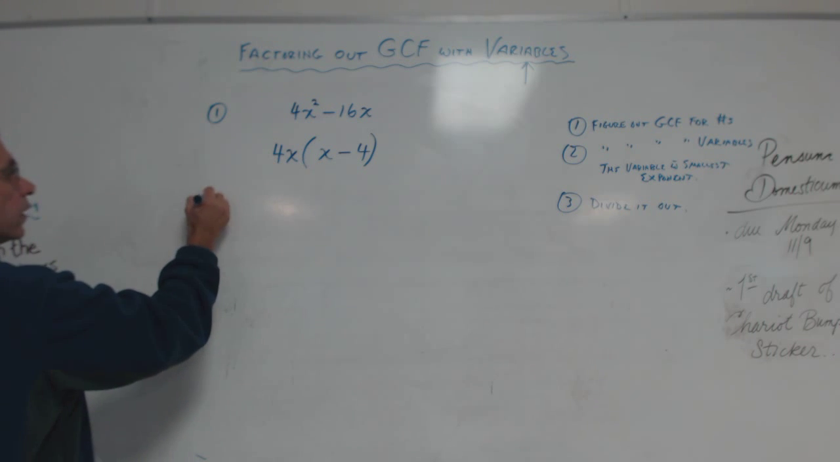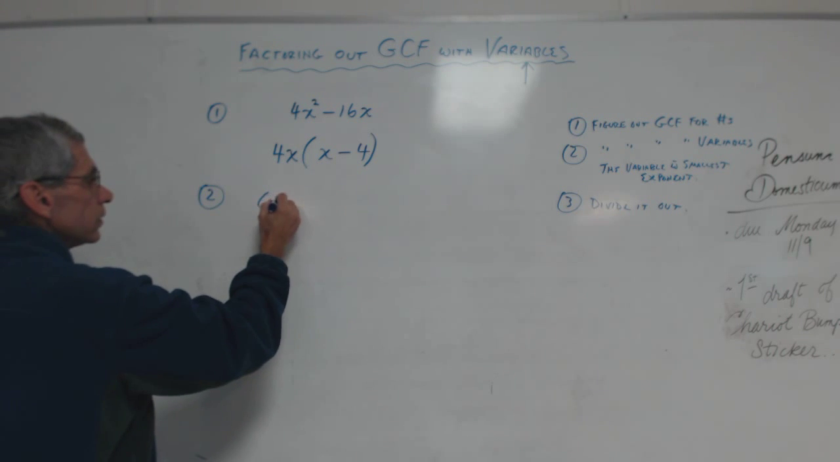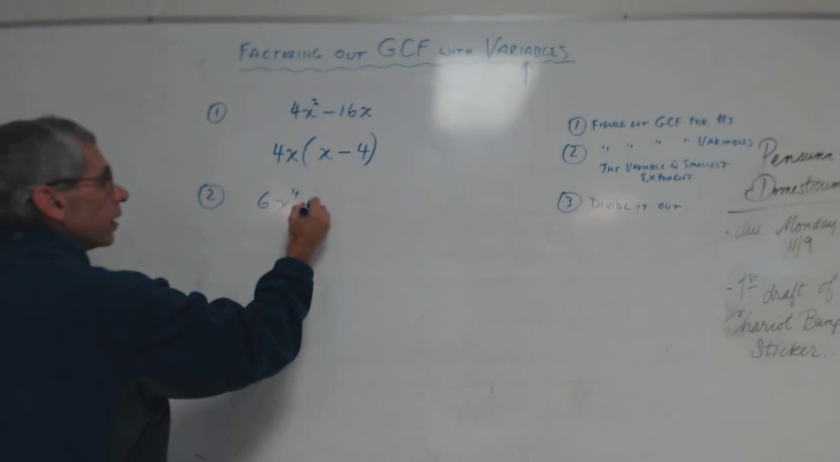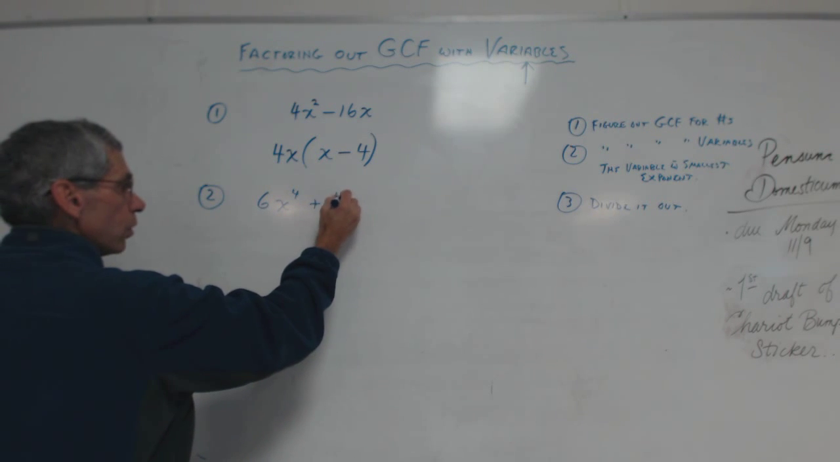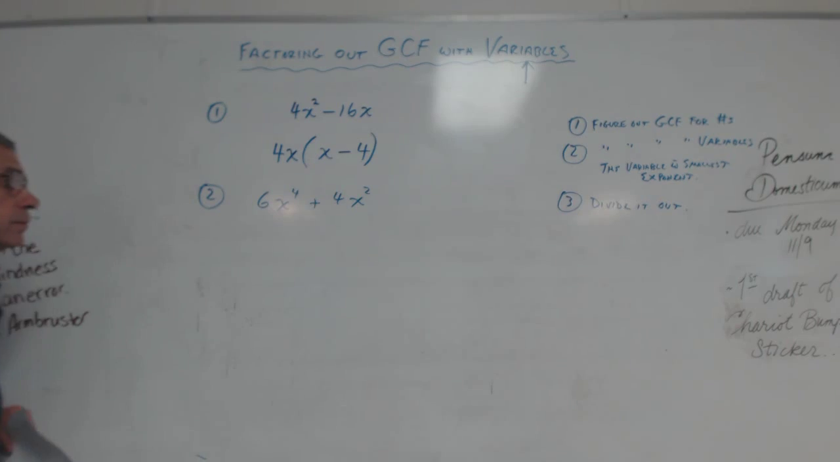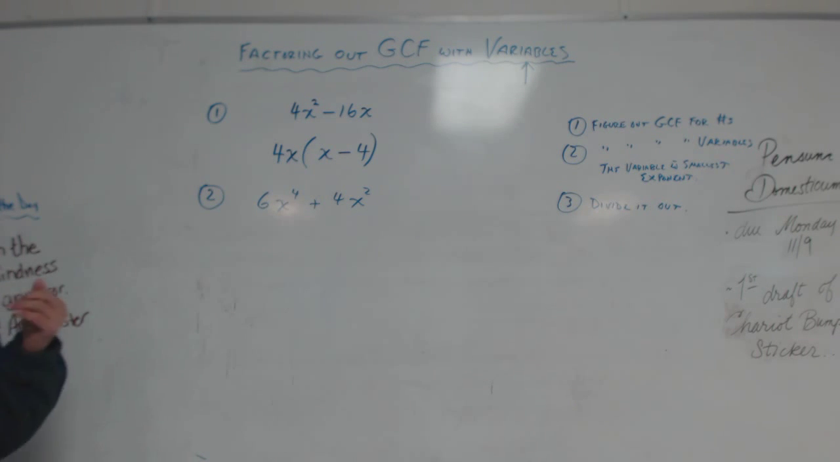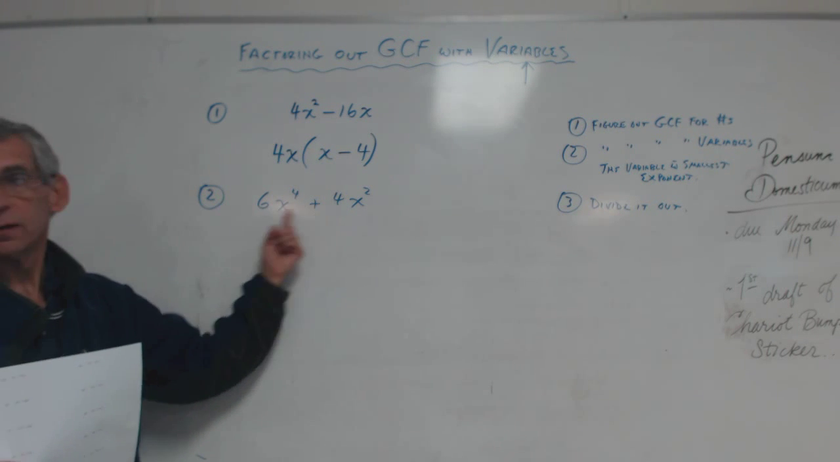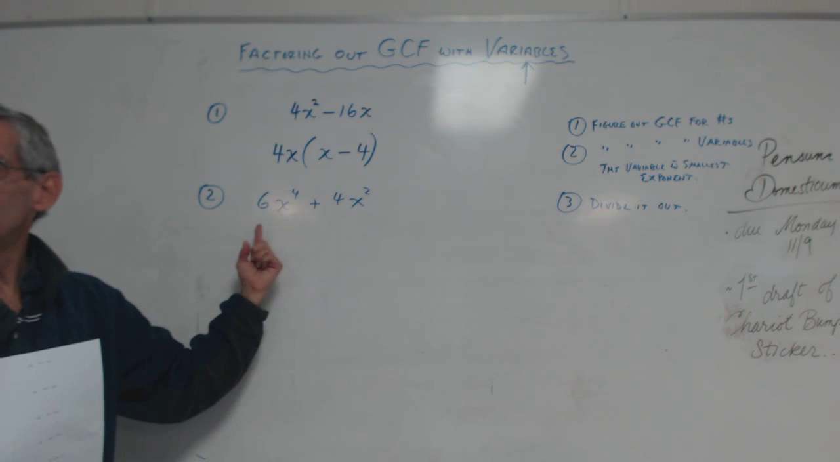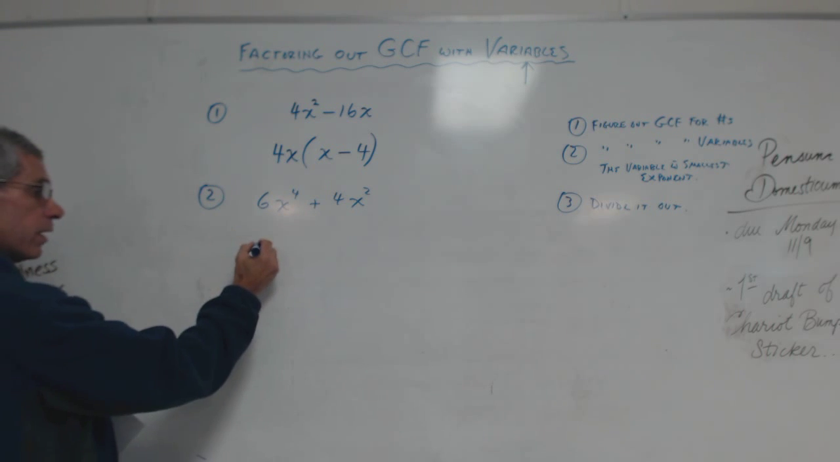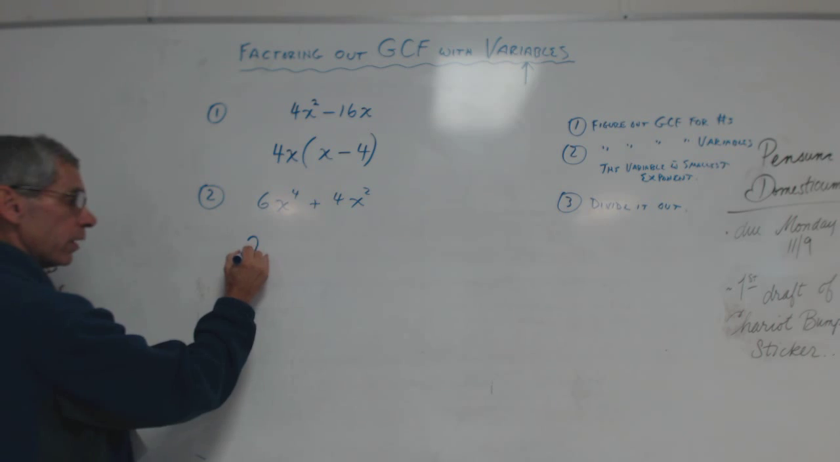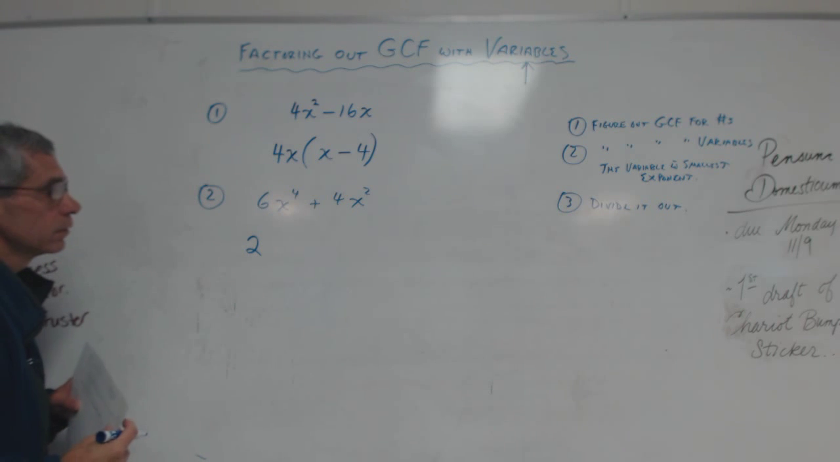So number 2, let's try another one. All right, how about 6x to the 4th plus 4x squared? First thing I look at the numbers, 6 and 4. 2 goes into both of them, right? So I know I'm going to choose my greatest common factor. I'm going to write 2. So it would be 2x squared.